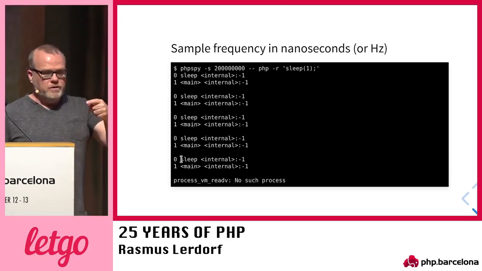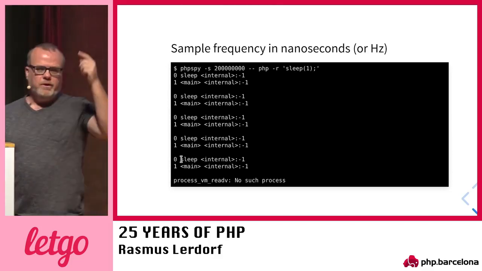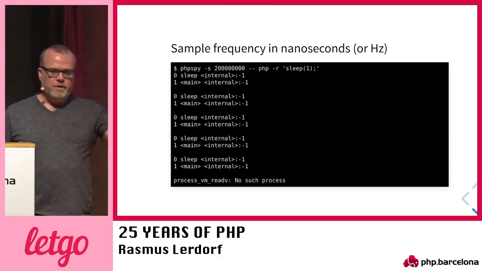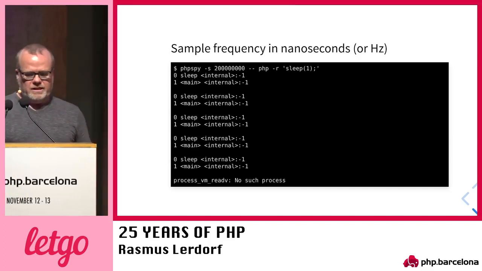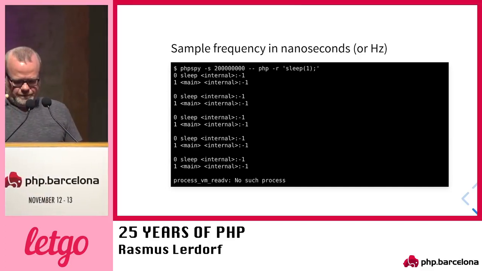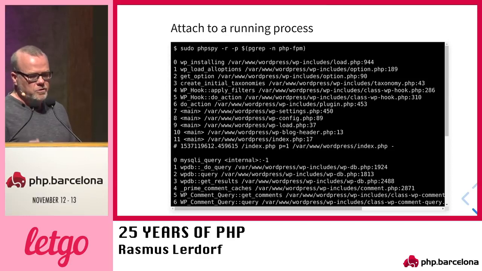So it's like every 200 milliseconds, I'm asking, what are you doing? I'm sleeping. What are you doing? I'm sleeping. Okay? So we get 5 of those. Doesn't seem very useful. If you attach it to something that's doing something more complex, like running WordPress, these are the kind of backtraces we get every whatever we set the interval to.